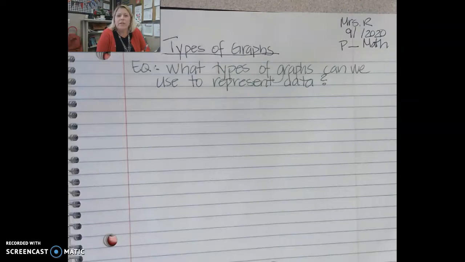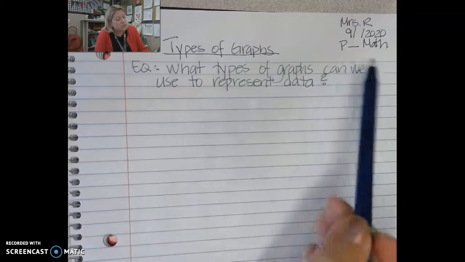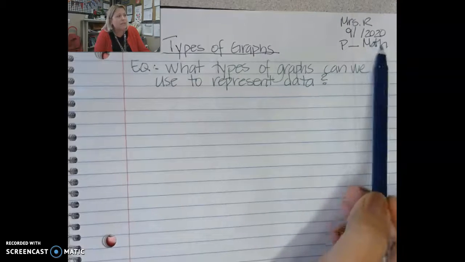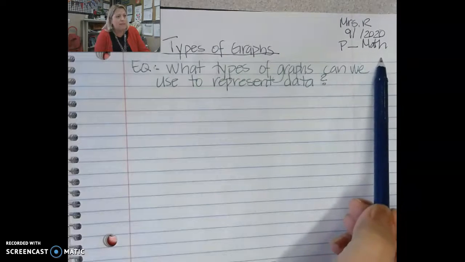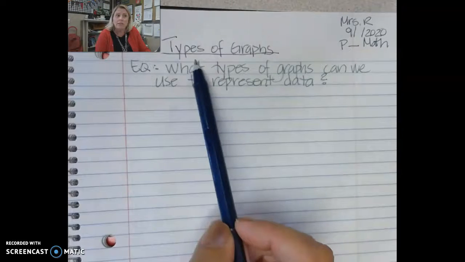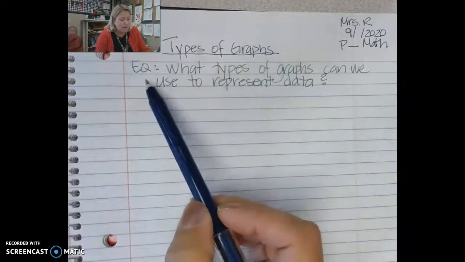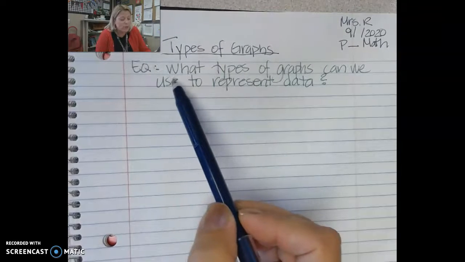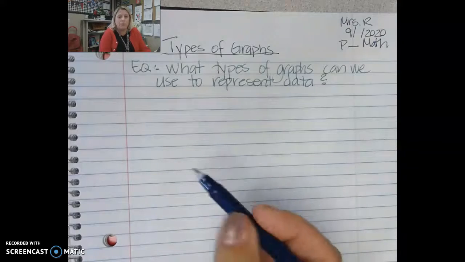Today you're going to be learning about different types of graphs, and you're going to need to be taking notes with me, so make sure you have your notebook ready. So first off, you guys know you always have to write your name, the date, and what period is in math. You have to have a title. Our title today is Types of Graphs. Our essential question today is what types of graphs can we use to represent data?